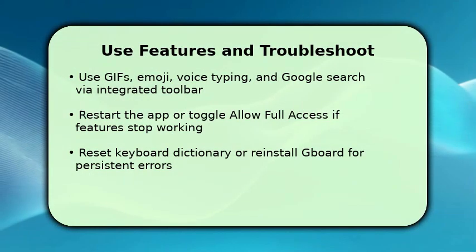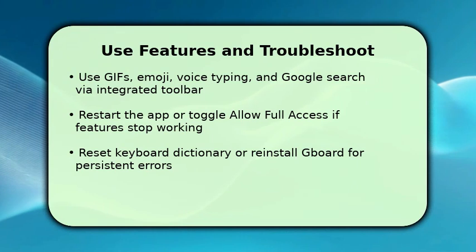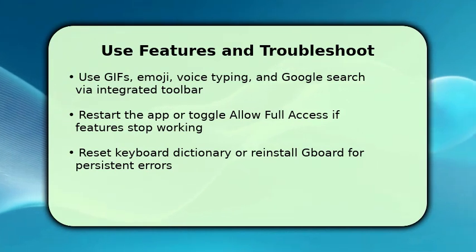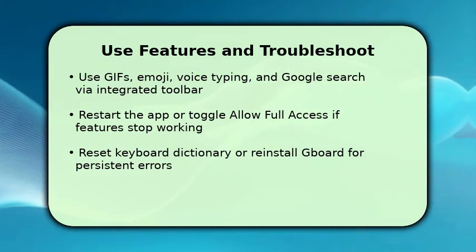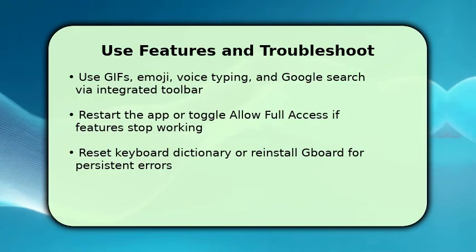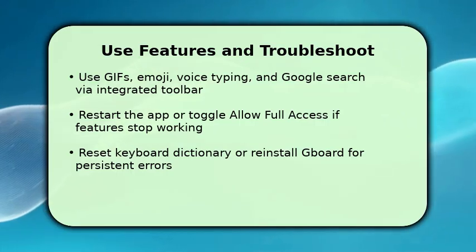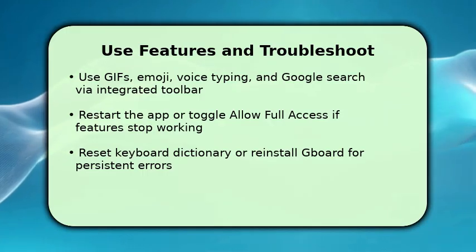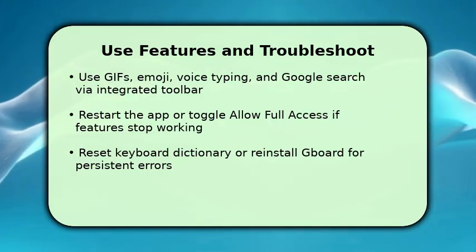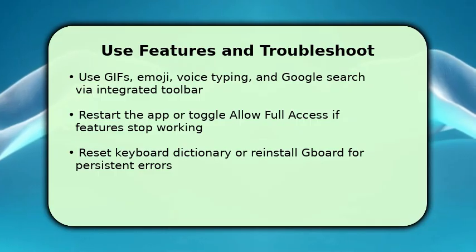Finish by using Gboard's tools. Tap the G icon for search, GIF, emoji, and voice typing to speed messages. Once done, make sure the keyboard behaves by testing in notes or messages. If features fail, force quit the app and reopen it, then double-check Allow Full Access. If problems persist, reset the keyboard dictionary or uninstall and reinstall Gboard to clear corrupted settings. This sequence resolves most issues quickly, and it gets you back to fast, efficient typing.